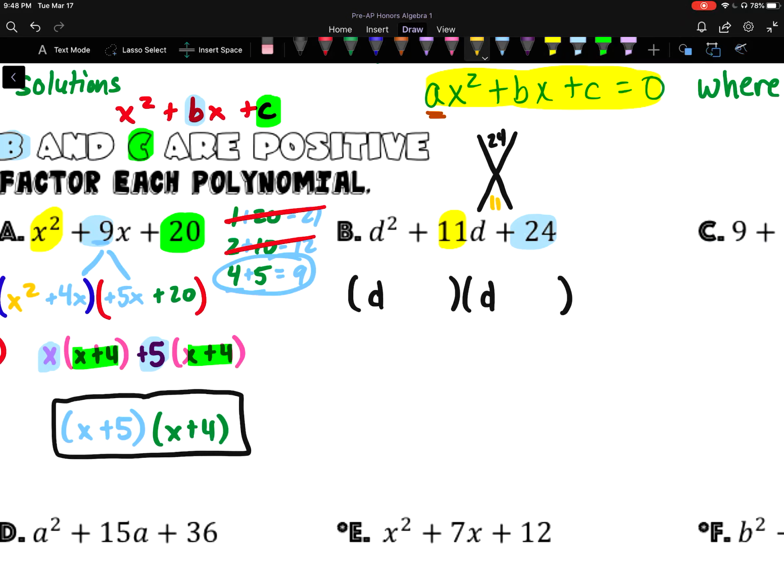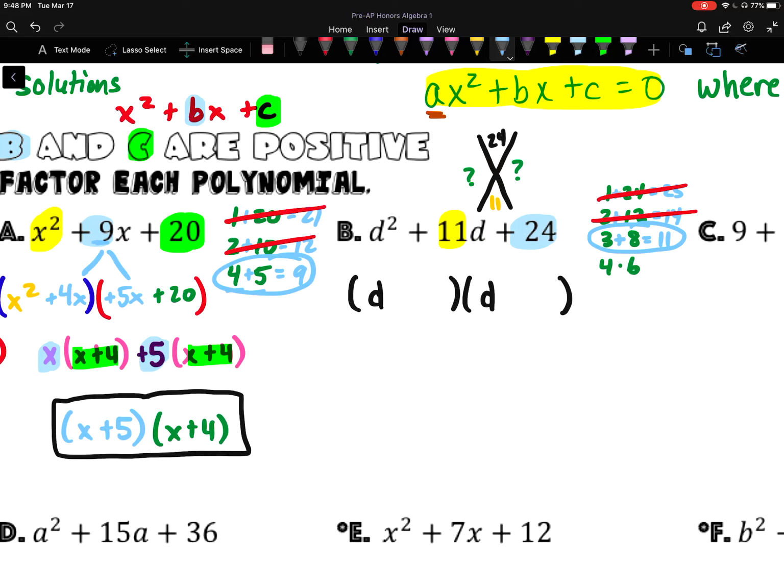So 11 would go down here. If you have to list out your factors of 24, that would be 1 times 24, 2 times 12, 3 times 8, 4 times 6. And again, if you find your factors that add to the middle number, you can stop. You don't have to continue on. So 1 plus 24 is 25, not what we're looking for. 2 plus 12 is equal to 14. Again, not what we're looking for. 3 plus 8 gives me 11, exactly what we're looking for. So I don't even have to test 4 times 6.